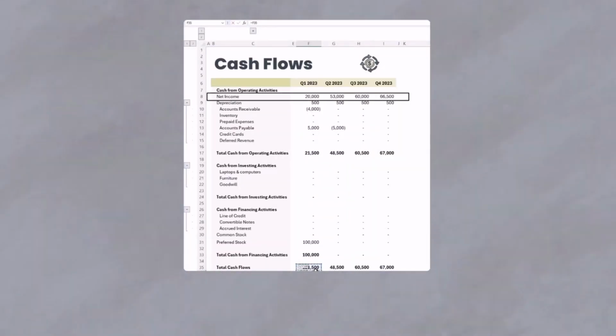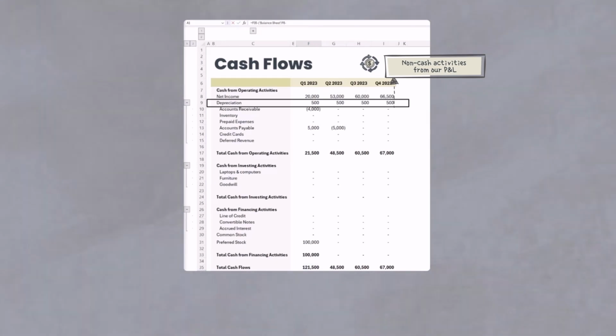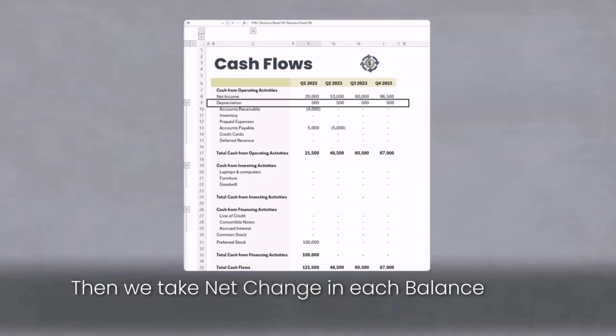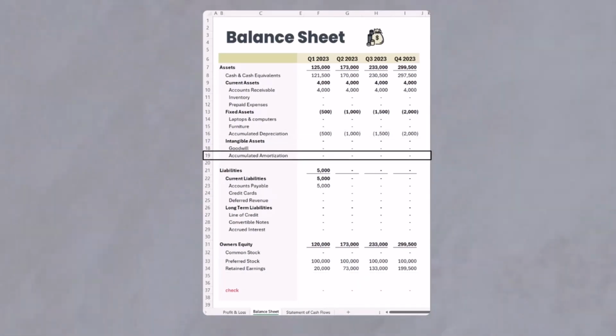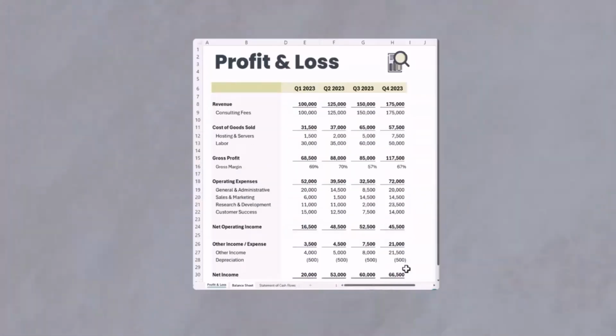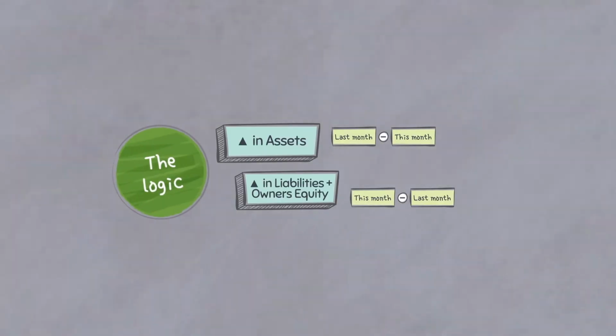We start with your net income, we add back depreciation and amortization, since those are non-cash activities from our P&L. Then we take the net change in each balance sheet account, other than retained earnings, accumulated depreciation, accumulated amortization, since those all pull from your P&L. So to generate this statement, you really just need your P&L and balance sheet. Now let's talk a bit about the logic behind this statement and how to read it.